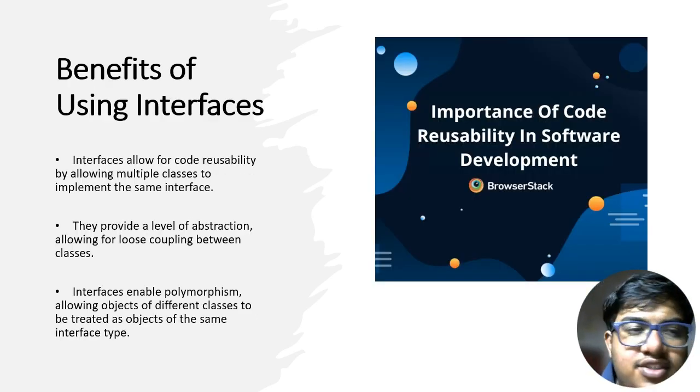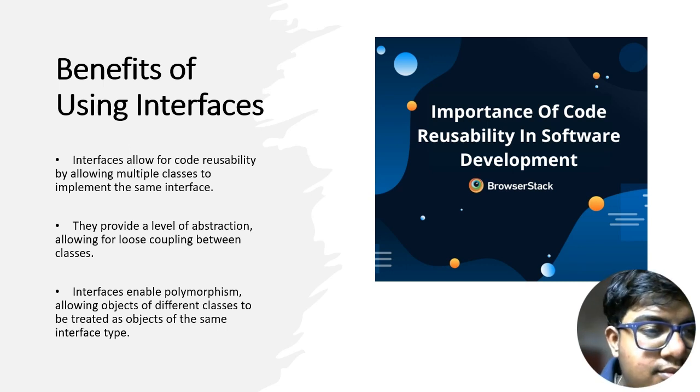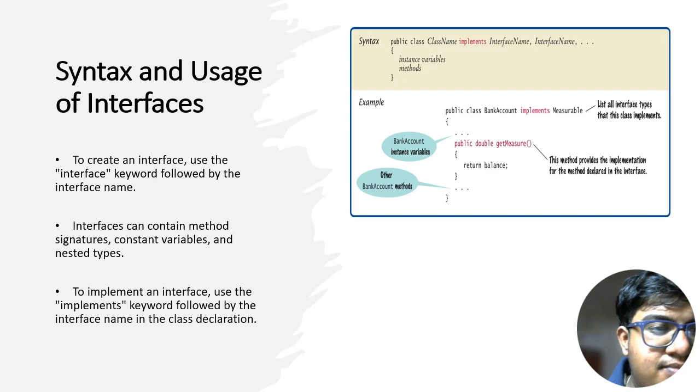Now let's see the benefits of interfaces. Interfaces allow for code reusability by allowing multiple classes to implement the same interface. They provide a level of abstraction, allowing for loose coupling between classes. Interfaces enable polymorphism, allowing objects of different classes to be treated as objects of the same interface type. So let's move on.